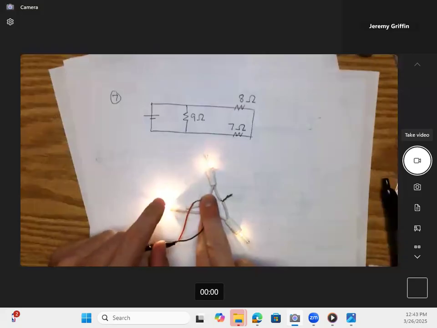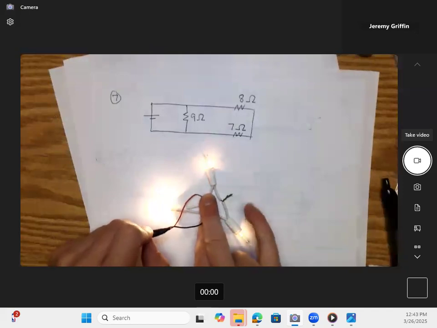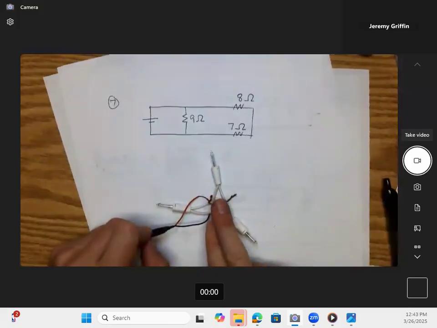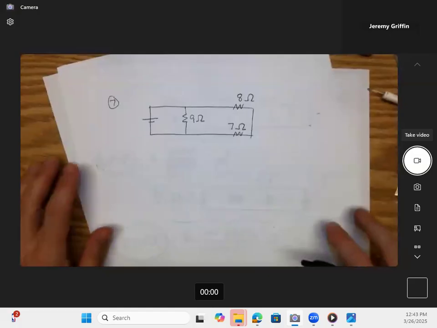This really bright one gets the full 5 volts. You guys remember my cell phone charger is 5 volts, but these two kind of dim ones give me the voltage step down. So 2.5 volts and then 2.5 volts. So these each get only half the voltage. Okay, that's one way to think of it. Yeah, that sure is. All right, so anyway, back to the page though.